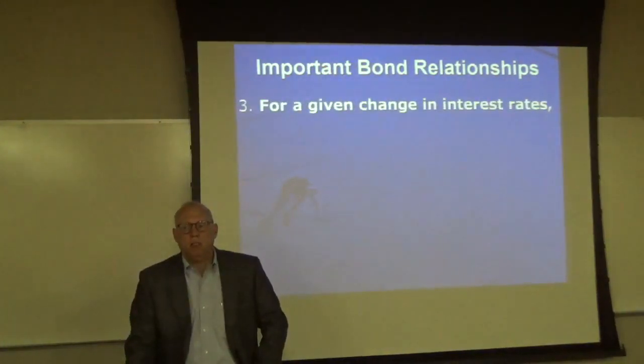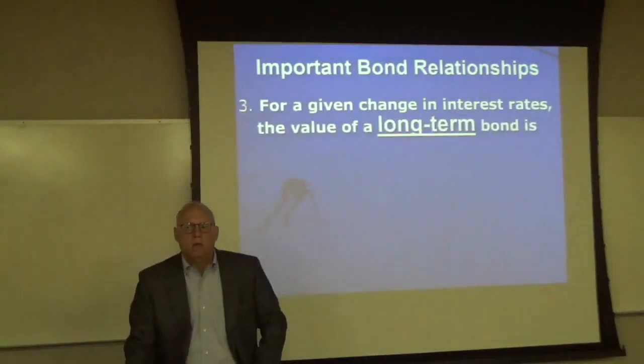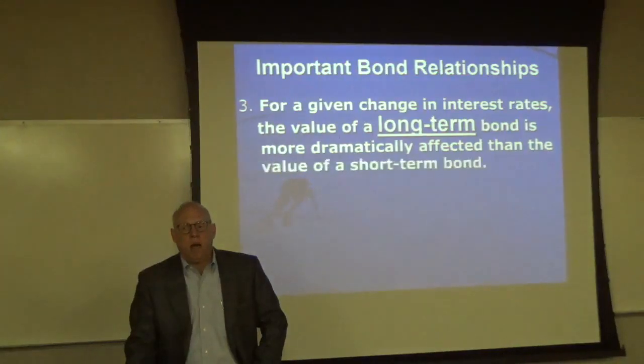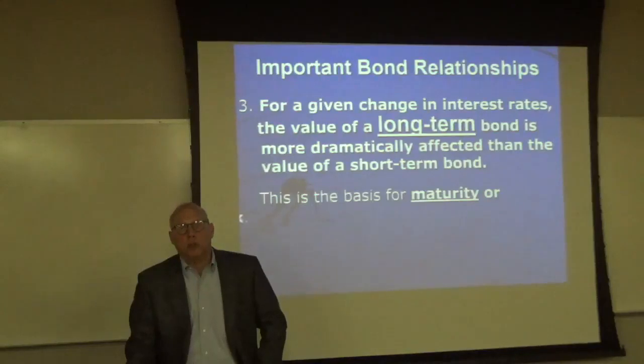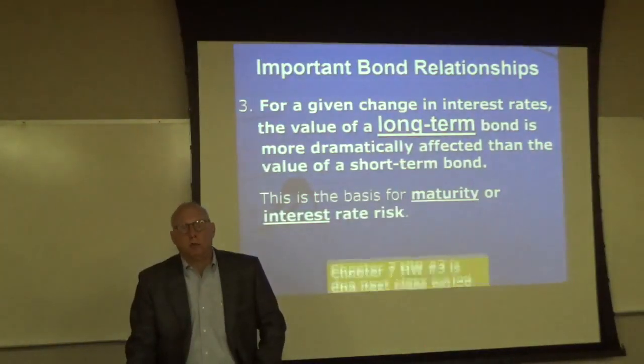Lastly, for a given change in interest rates, the value of a long-term bond is more dramatically affected than the value of a short-term bond. So if you think interest rates are going to fall, then you'll want to buy a long-term bond. It will go up in value by more than a short-term bond. If you think interest rates are going to rise, then you want to buy a short-term bond because its price will fall much less than the price of a long-term bond if interest rates rise. Okay? And this is what we call maturity or interest rate risk.